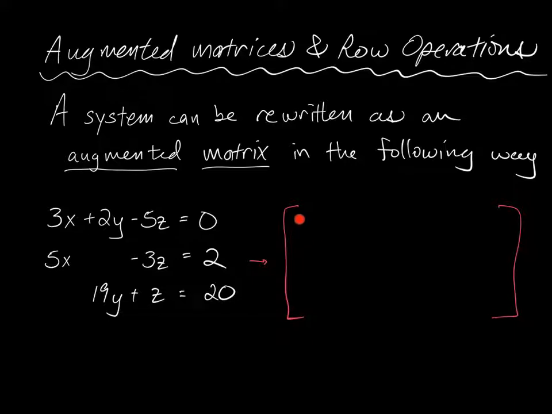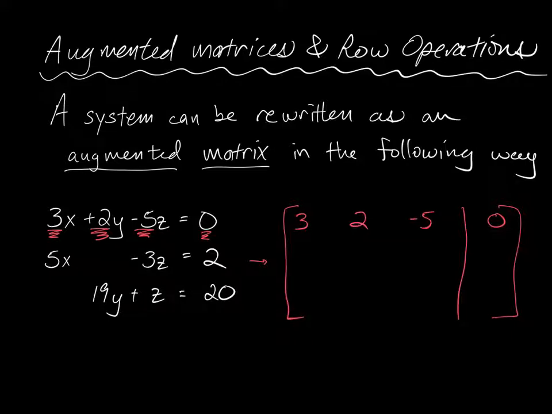The first number I'm going to write in the matrix in the top row will be 3, because there are 3 x's in the first equation. The next number will be 2, because there are positive 2 y's in the first equation. In the third spot in the top row, I will write -5, because there are -5 z's. And in this last spot, I'm going to write 0. That's what the constant is.